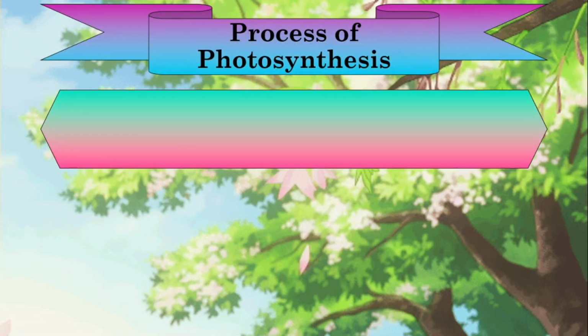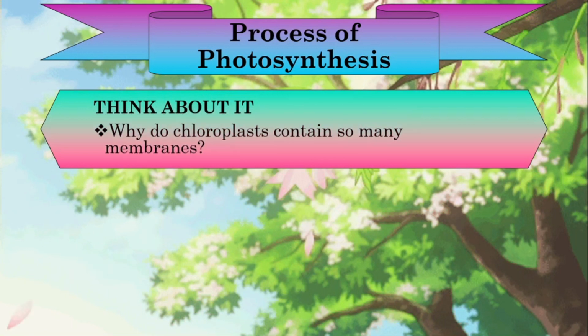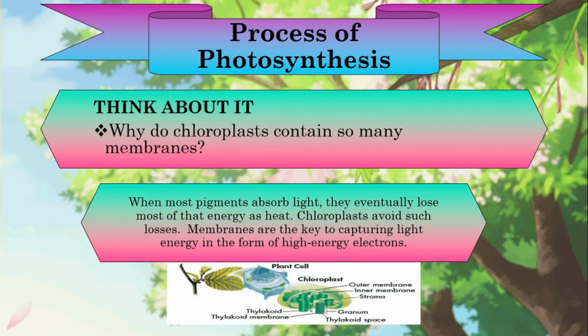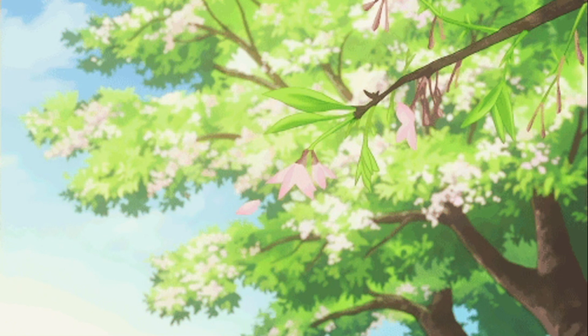Process of photosynthesis. Think about it. Why do chloroplasts contain so many membranes? When most pigments absorb light, they eventually lose most of that energy as heat. Chloroplasts avoid such losses. Membranes are the key to capturing light energy in the form of high-energy electrons.